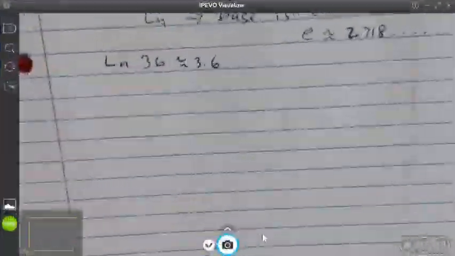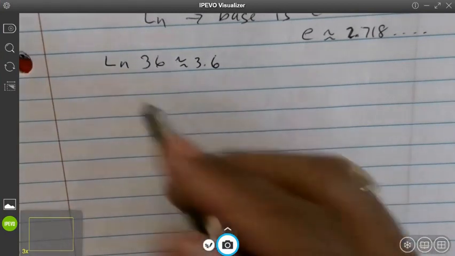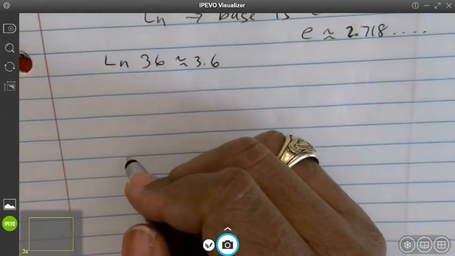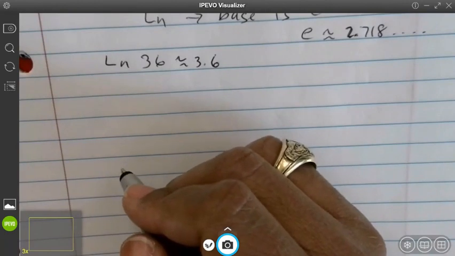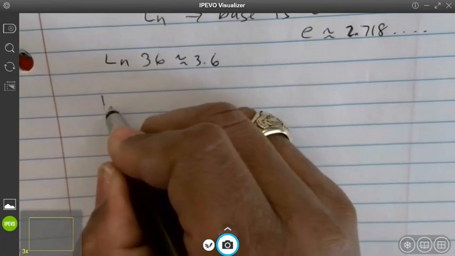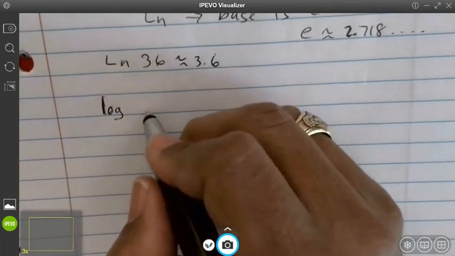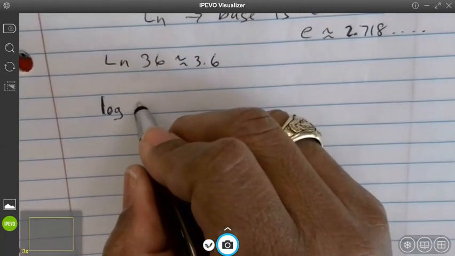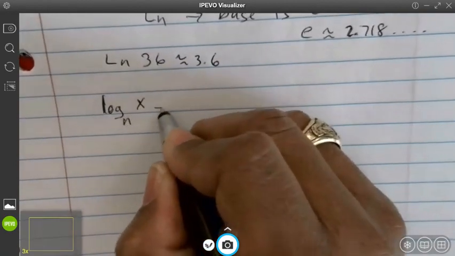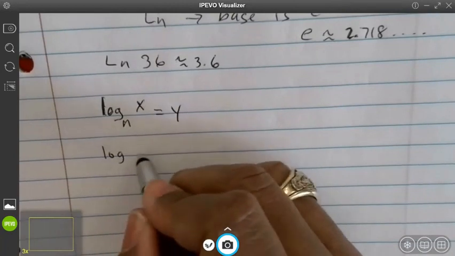Now when you are converting from log form to exponential form, pay attention. Just like when we were working on exponential to radical, we can do log form to exponential. Let's say I have log x base n equals y. This here is log form.